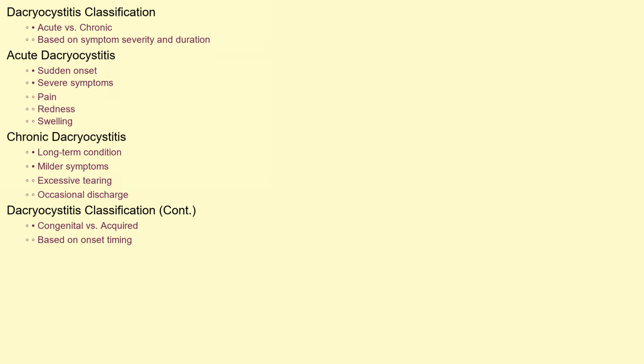Dacryocystitis can be broadly classified into acute and chronic forms. Acute dacryocystitis presents with sudden onset of severe symptoms like pain, redness, and swelling. Chronic dacryocystitis is a more long-term, persistent condition with milder symptoms like excessive tearing and occasional discharge. Another classification is congenital versus acquired, as described earlier, depending on when the condition developed.